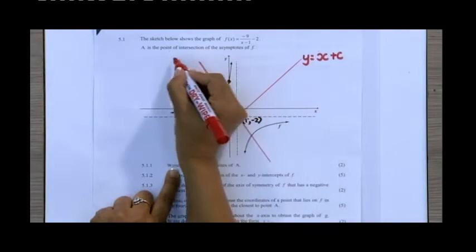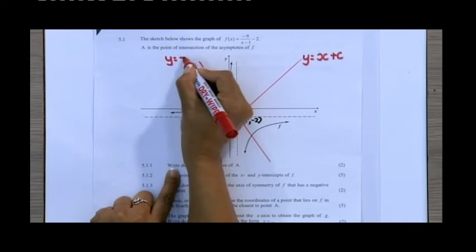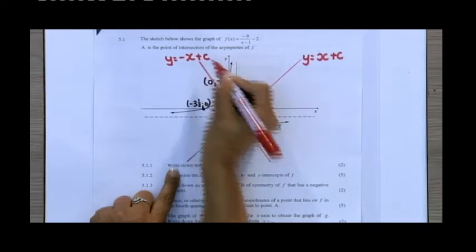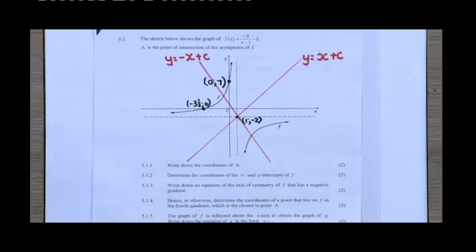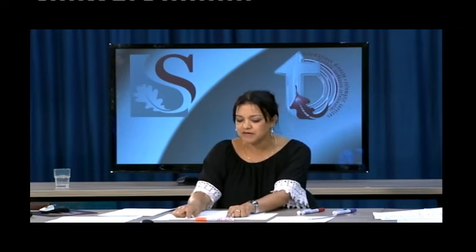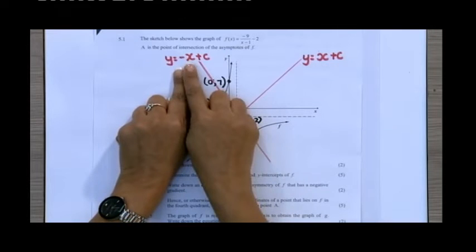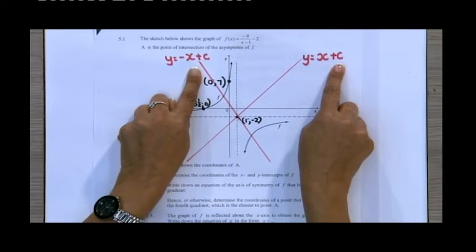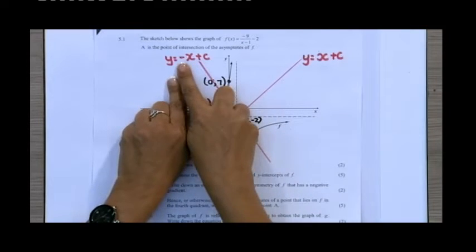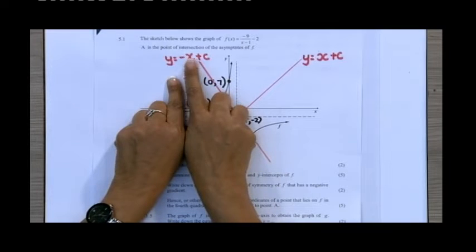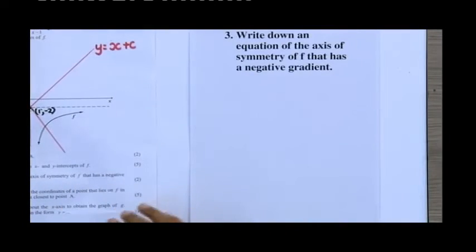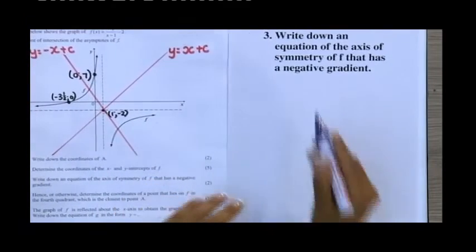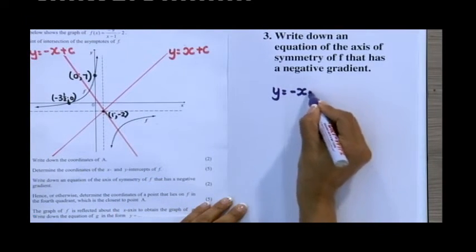This one here has a negative gradient, so it's negative x plus c. So grade 11s, if ever you are asked to determine the axis of symmetry for a hyperbola, it's never anything else but this. Y equal to negative 1x plus c and y equal to x plus c. Now remember, in our question they ask for the negative gradient, so I'm going to be using this one. So when I work this out, all I'm going to say is y is equal to negative x plus c.